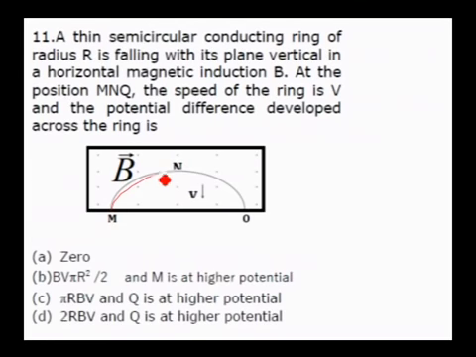There is a thin semicircular ring. Look at the magnetic field here. It is actually cross. If it does not appear, I am just marking cross here. That shows the magnetic field is perpendicular to the board. This is the semicircular ring. What is the effective length of the semicircular ring? This is equal to 2r, and this is falling with a velocity v. The question is, what is the potential difference developed across the ring? A thin semicircular conducting ring of radius r is falling with its plane vertical in a horizontal magnetic induction at the position MNQ. The speed of the ring is v, and we need the potential difference developed across the ring.